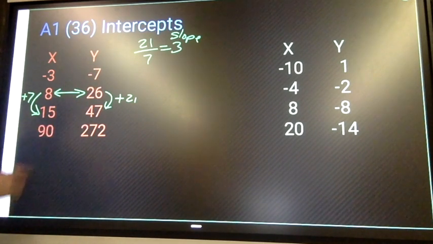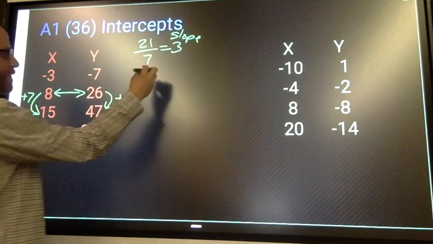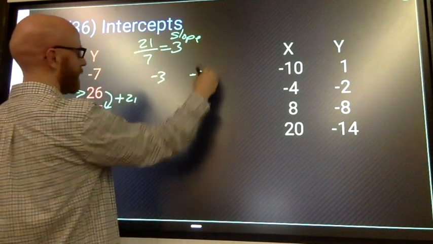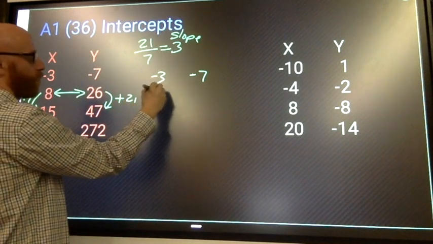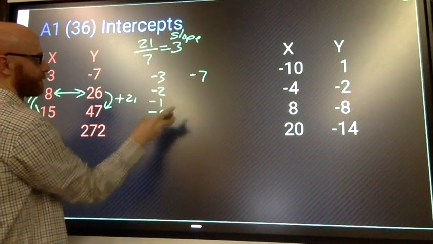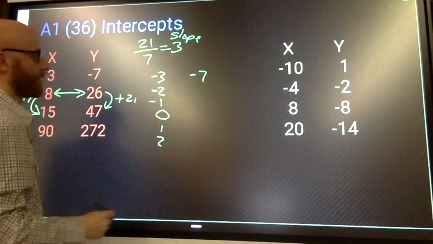That lets me know that every 1 that I go up in x, I'll go up 3 in y, so I can start just counting within my table. I'm going to write this again. Negative 3, negative 7. Let me count up. 1, 2, 3, 4, 5. Okay.